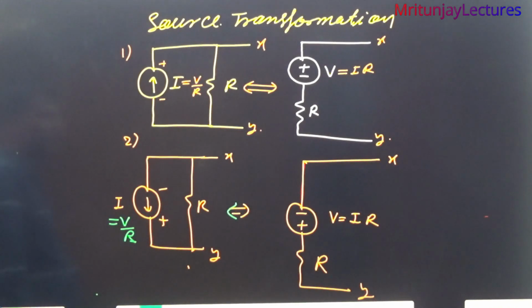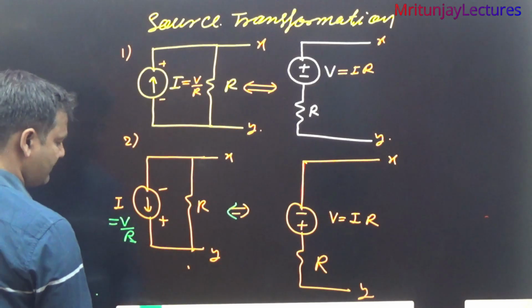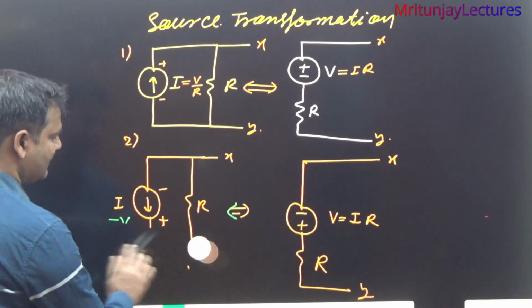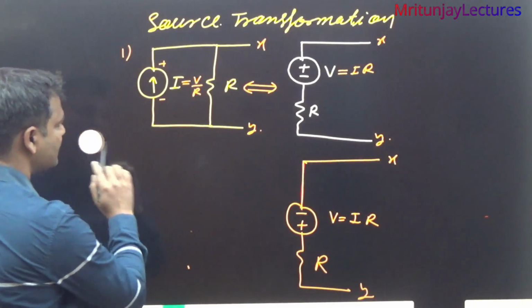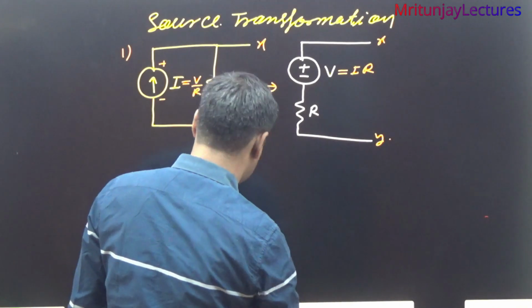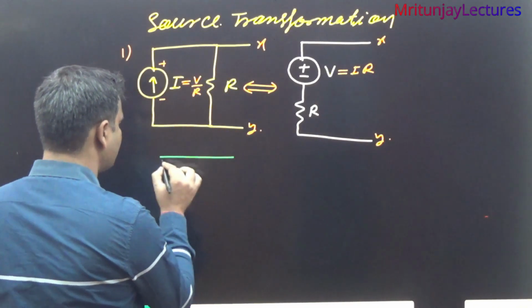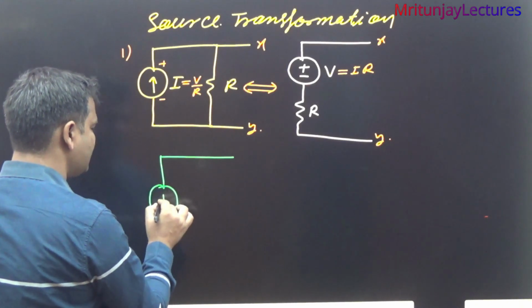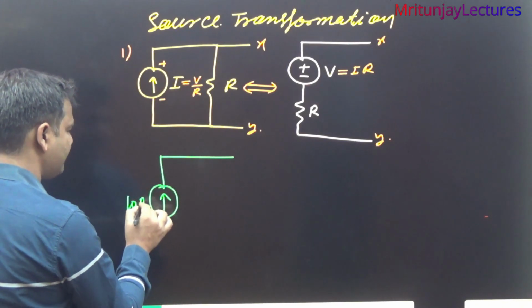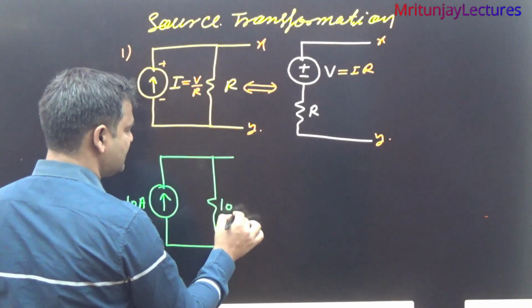Okay, now let's take some problems corresponding to that. How can you utilize it? First of all, remove the whole circuit, or suppose a current source of 10 ampere is given, with a 10 ohm resistance connected here.